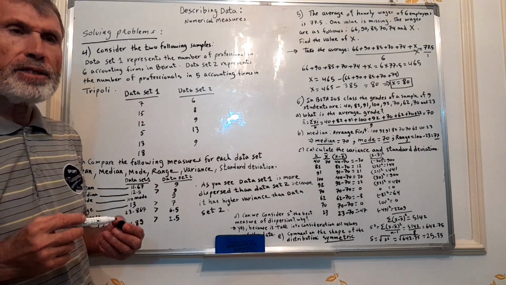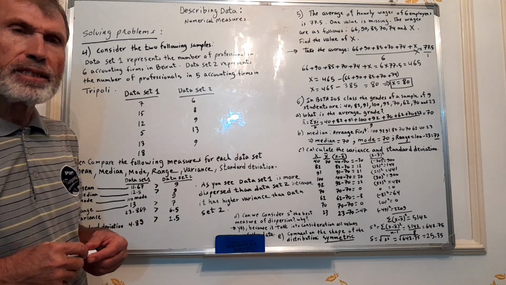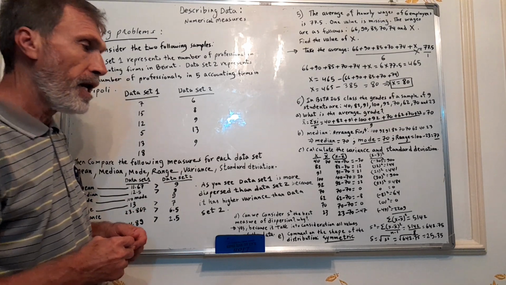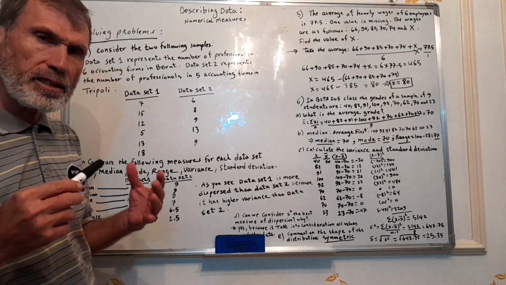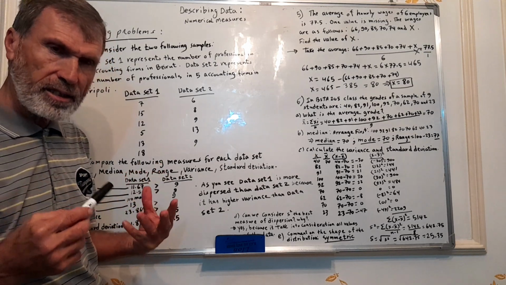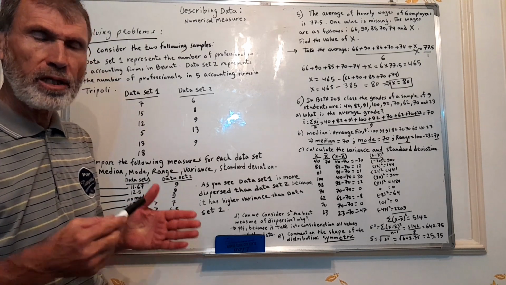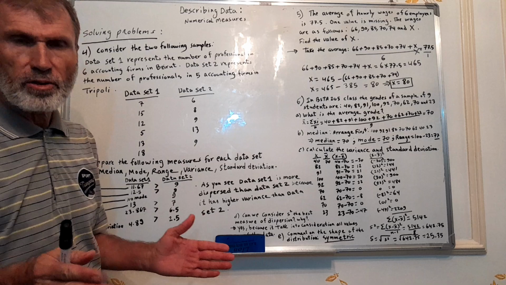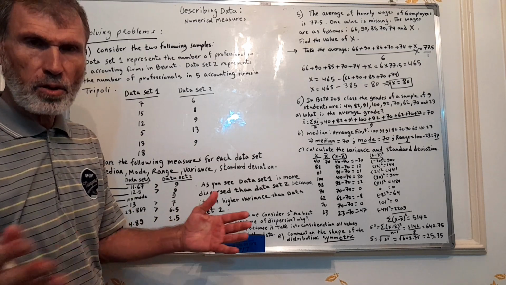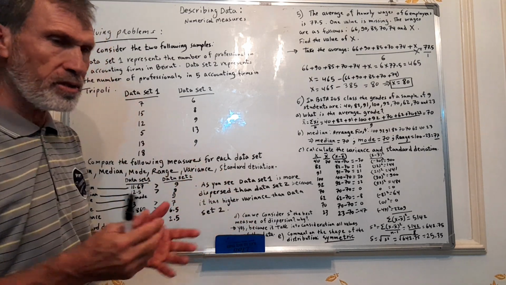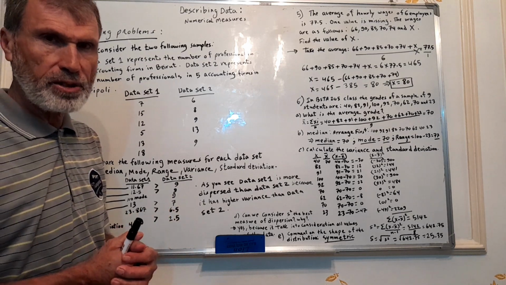As I said, the range is the simplest measure of variation, and therefore it has a defect. That defect is that it only considers 2 values in the data set rather than all of the values. Therefore, this is one defect about the range.